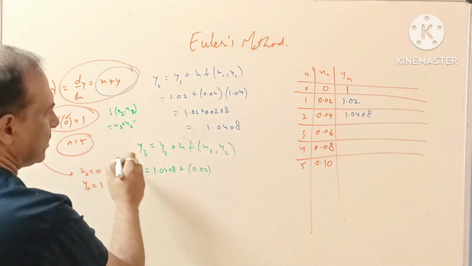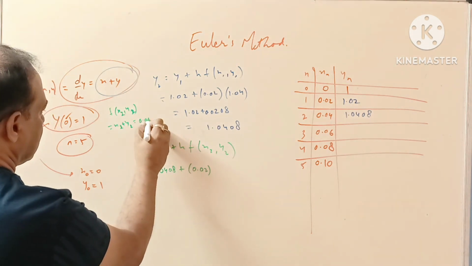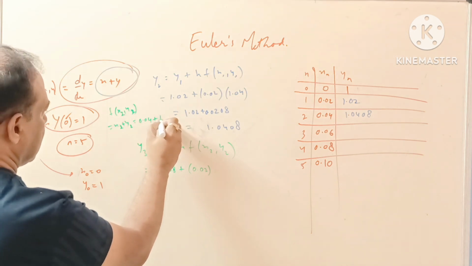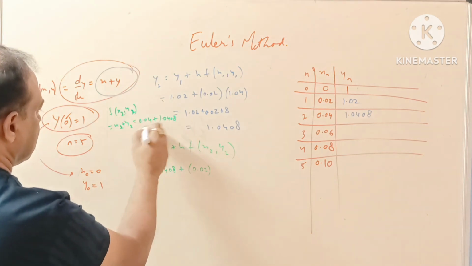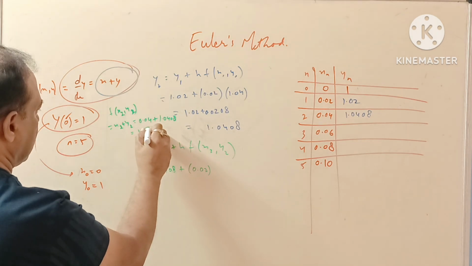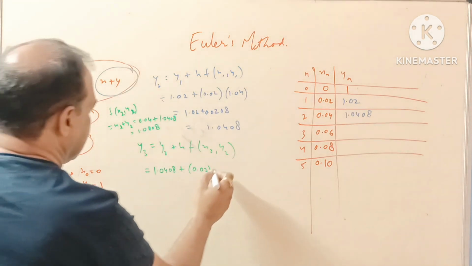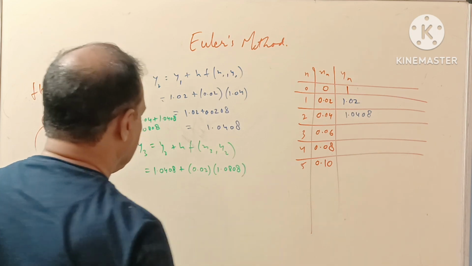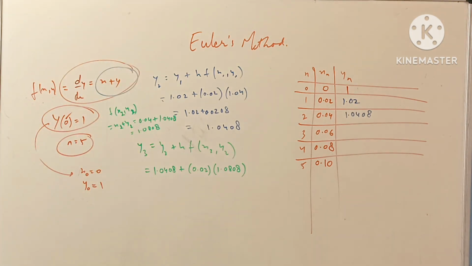x2 is 0.04 plus y2 is 1.0408. It will give you 1.0808. Okay, I have to multiply 1.0808. Just wait, I have to use the GDC here.